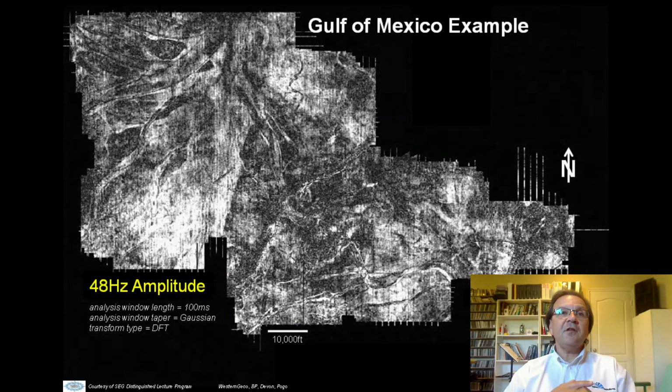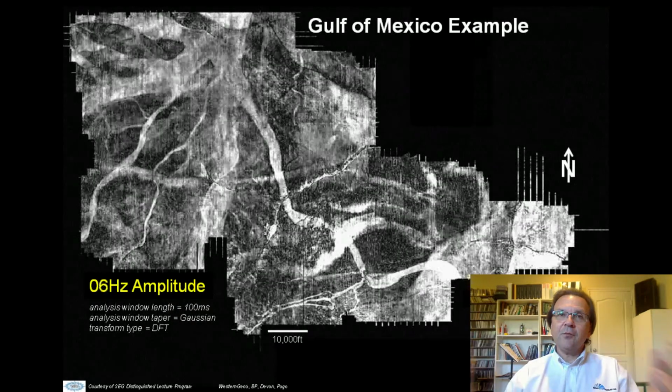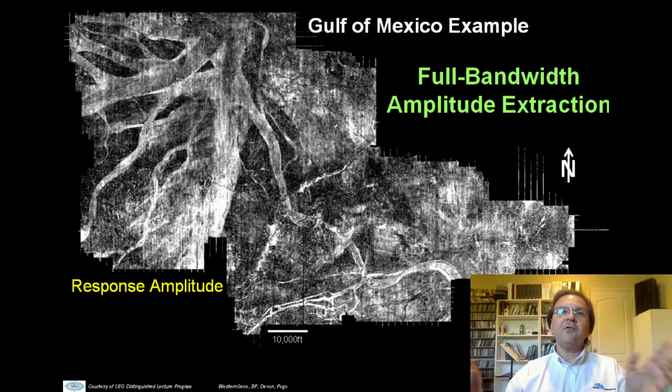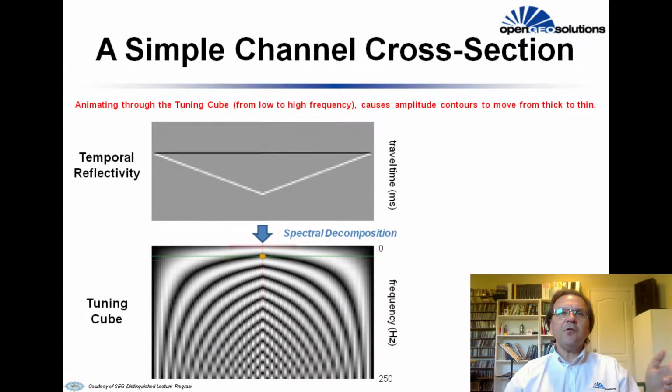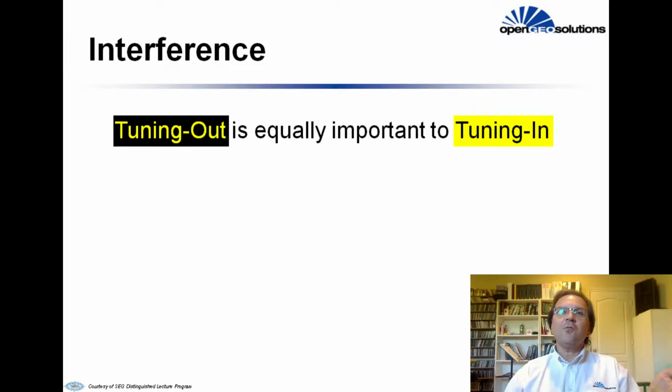First of all, there is significantly more information in the decomposed data than there is in a single full bandwidth amplitude extraction. Secondly, when animating through a tuning cube from low to high frequency, amplitude contours move from thick towards thin. And thirdly, tuning out is just as important as tuning in. The goal is not to find the brightest amplitude.